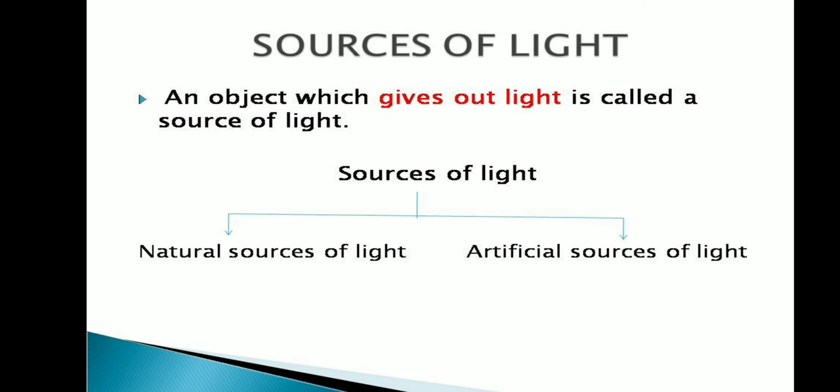Source of light. An object which gives out its own light is called a source of light. There are two different sources of light. One is natural source of light. The other one is artificial source of light.